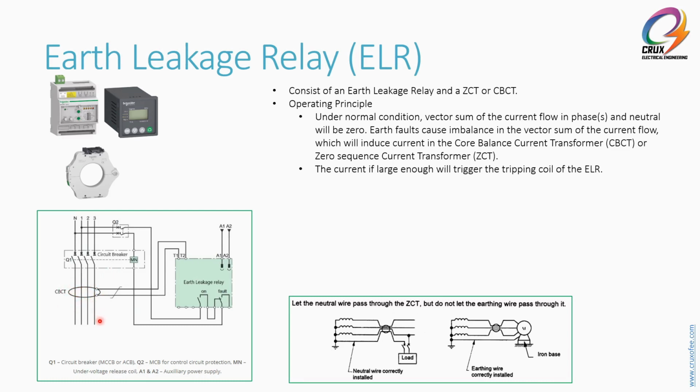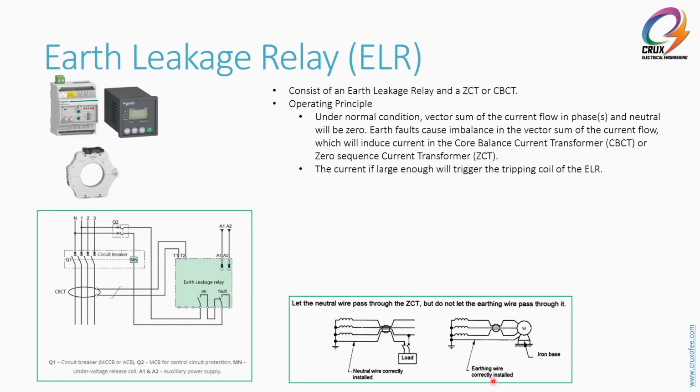Let's say there's a fault somewhere in one of the phase. So the magnetic flux produced by the summation of all these 4 currents will not be 0 anymore, and it will be induced within the core balance CT, or the zero sequence current transformer, or the ZCT. So if the current flowing in the secondary of the ZCT is large enough, it will trigger the tripping coil of the earth leakage relay.